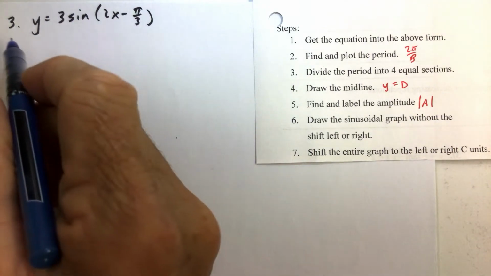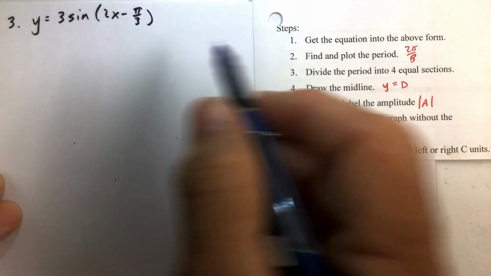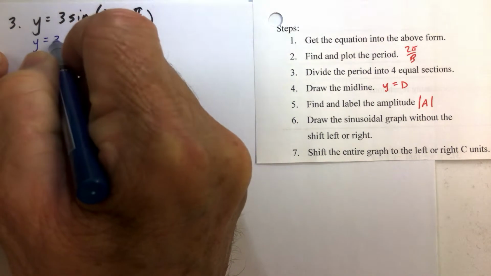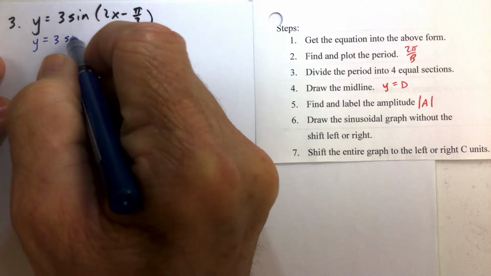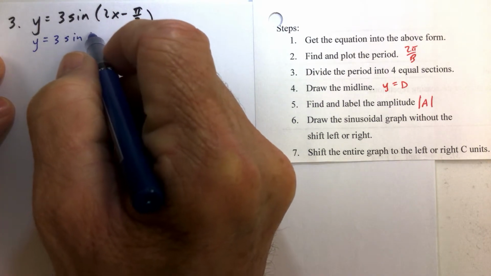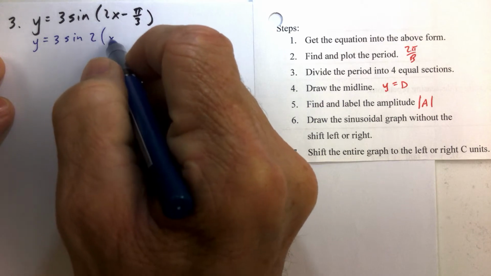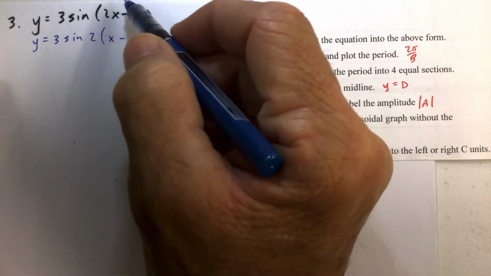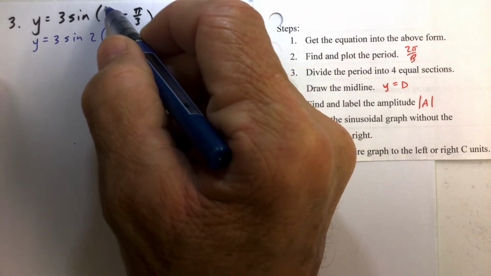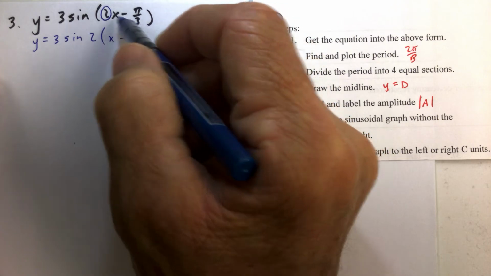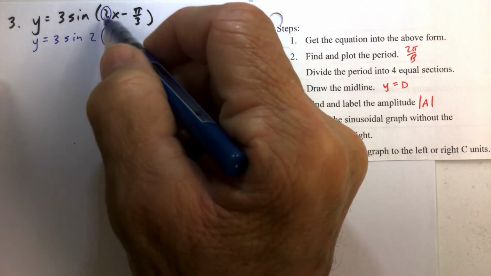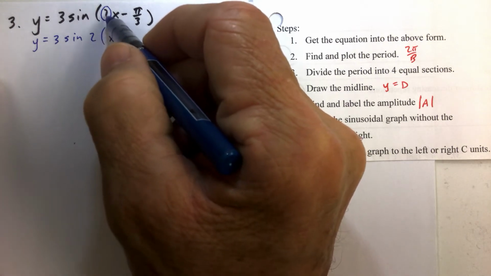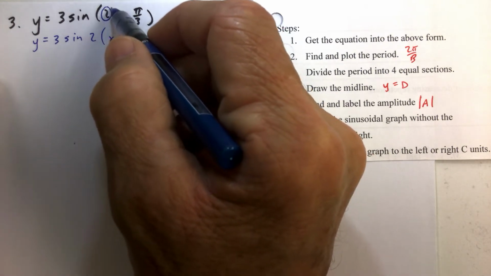For problem number 3, we can see that the equation is not in the form that we want it in, so we want to get it in y equals a times the sine of b times x minus c. Now, just like the last video, we have to factor out whatever that coefficient is in front of the x. And factoring it out, we move it to the front, and that's our b position. And then if we factor out a 2 from a 2x, we're left with just x.